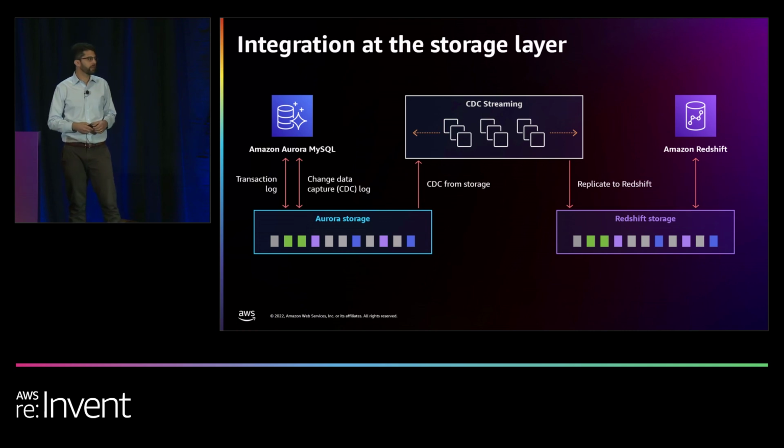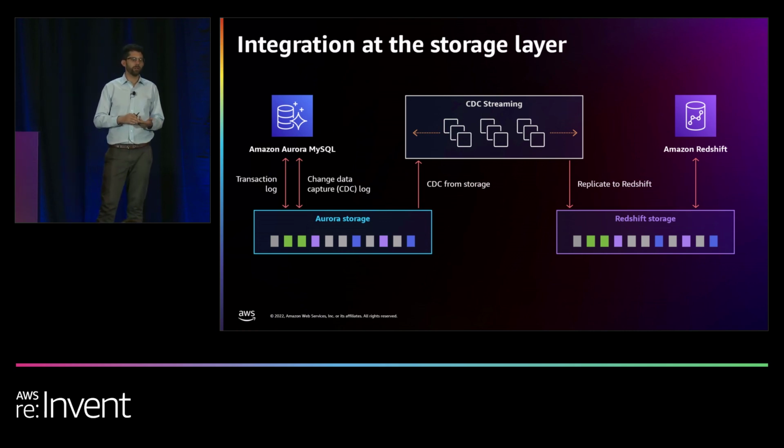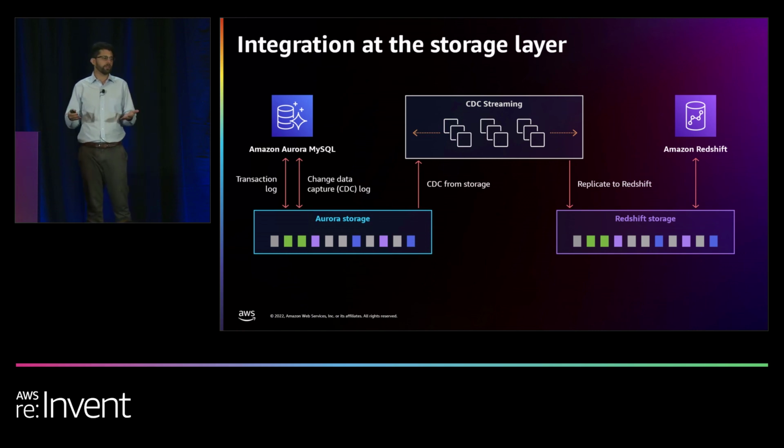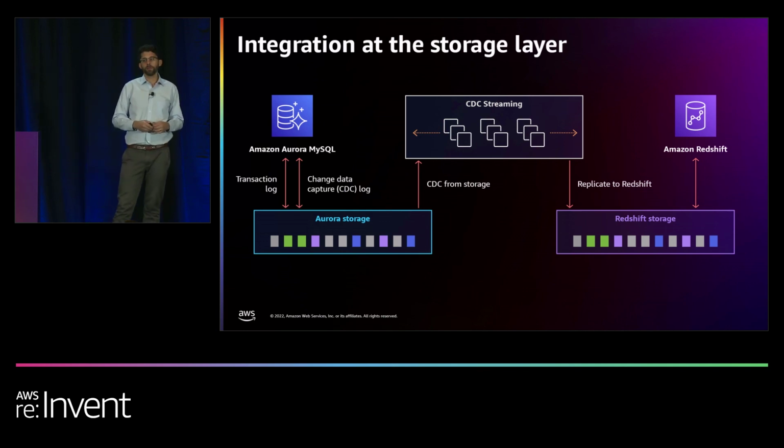This streaming fleet enables gapless delivery of the data, and because it's at the storage layer and Aurora storage is shared across reader and writer instances, if there's a failover of your Aurora writer instance to an Aurora reader, nothing happens. It just keeps on streaming.